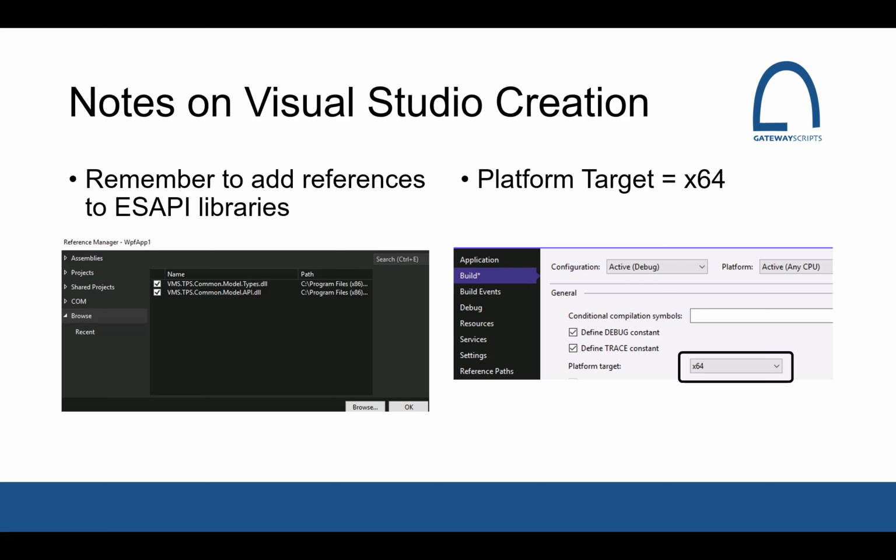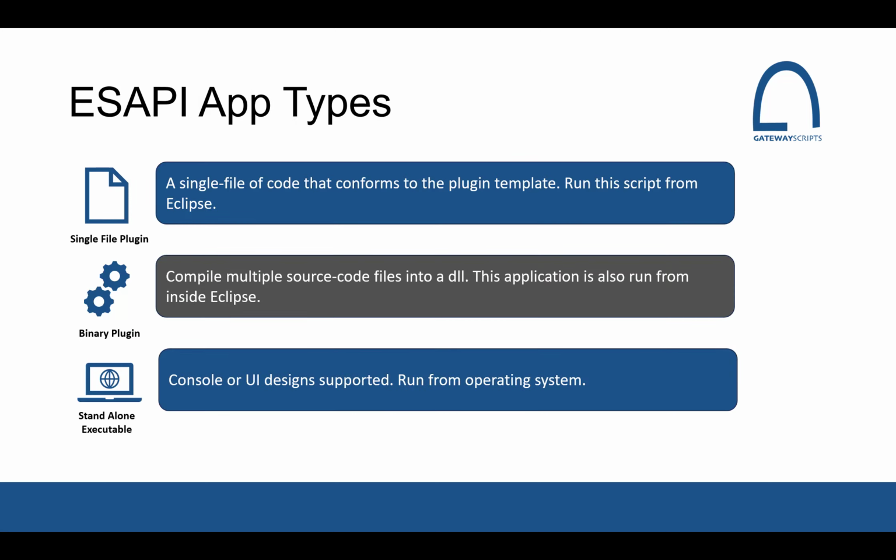Now, if you decide to use Visual Studio instead of using the Eclipse Script Wizard, you will need to do these steps yourself. If you decide to use the Eclipse Script Wizard, these steps will be performed for you by the Eclipse Script Wizard. That's why it's really recommended for beginners to start with the Eclipse Script Wizard. Now let's talk a little bit about the popular options for Eclipse Scripting API application types.